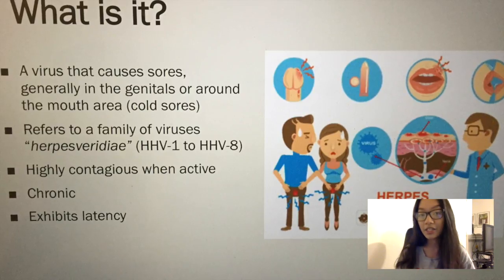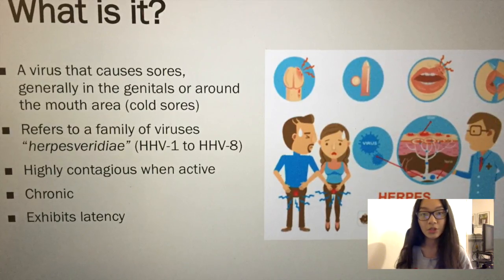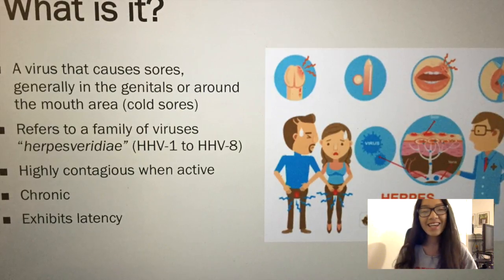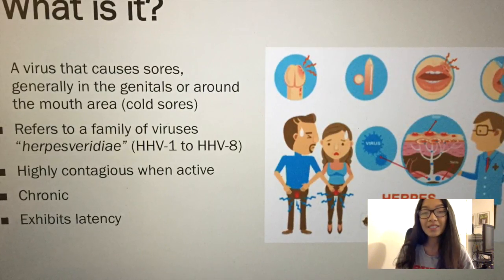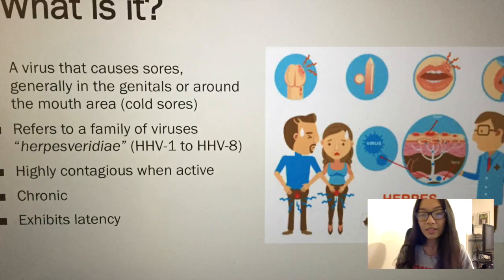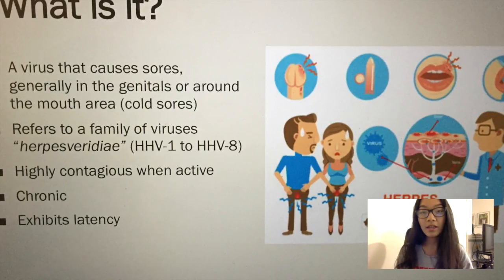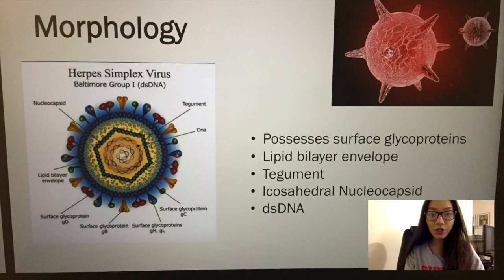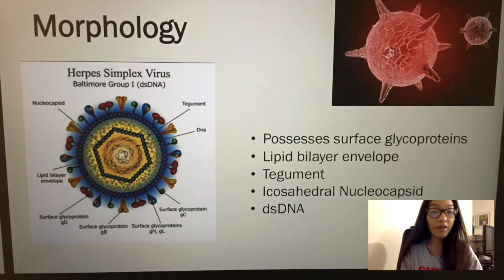Herpes is highly contagious when it is active, meaning when the blisters are present. It is very highly contagious. And also, herpes is chronic, meaning that once the body is infected with herpes, it will have herpes for the rest of its life. So the structure of the herpes virus is very similar to a lot of other viruses.